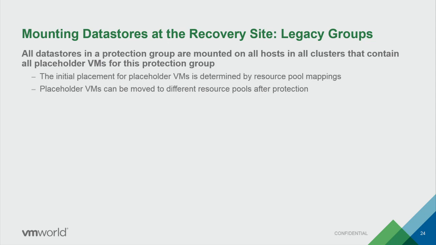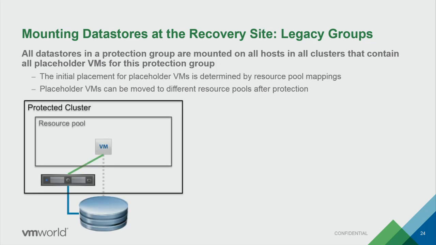The initial placement is determined by the inventory mappings, but later on, you can move it around and override the inventory mappings. When we fail over datastores, we look at where placeholder VMs are, and we mount the new datastores on all hosts in all these clusters. Let me show an illustrated version of that.